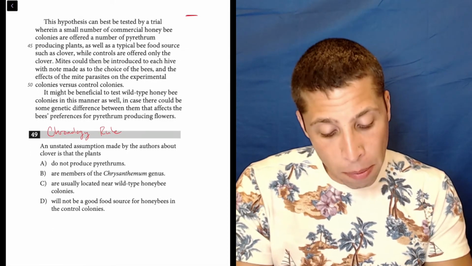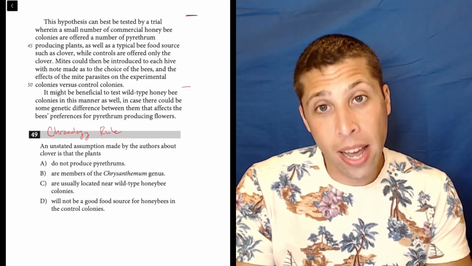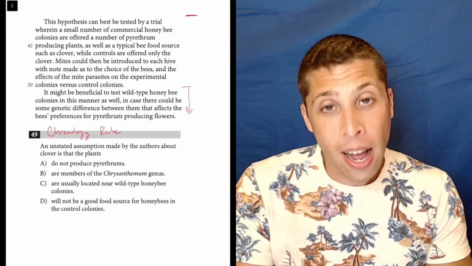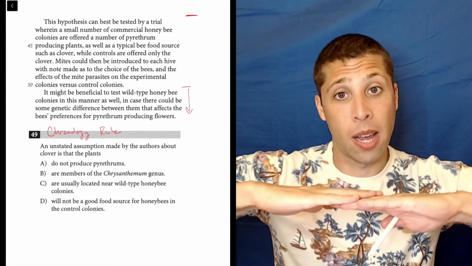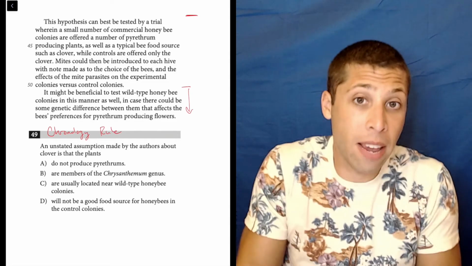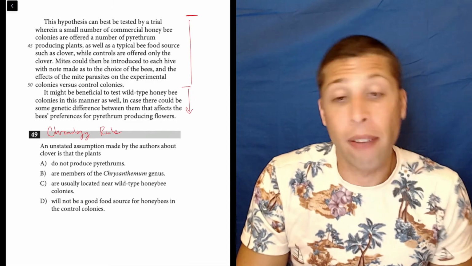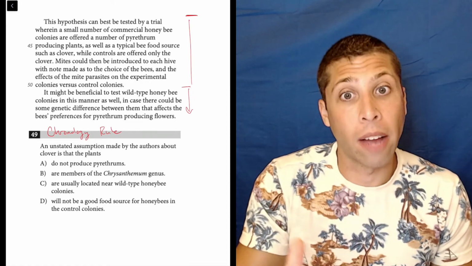Now, some people might say, oh, well, I'm going to start at 50 instead, and then it'll be down here. I don't think that that's how the chronology rule works. There's a lot of overlap sometimes. So for the sake of being safe, you should include everything that would fall in with that line reference.